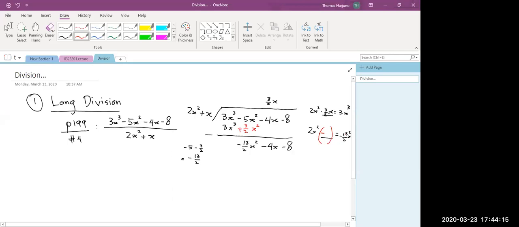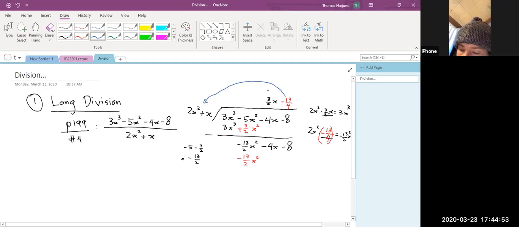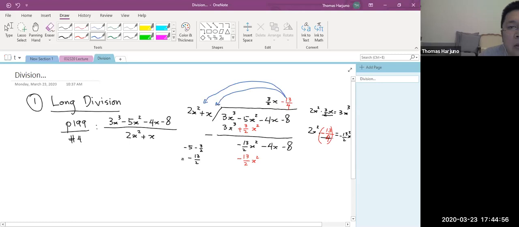Now 2 times what gives us 13 over 2? I need 13, and the denominator has to be 2, so I should have 4 here. See, you can do 13 over 2 divided by 2. So I will get negative 13 over 4 here to give me negative 13 over 2 x squared. Don't forget, I have to distribute that guy with 2x squared and with x. Therefore, I will have negative 13 over 4 x here.